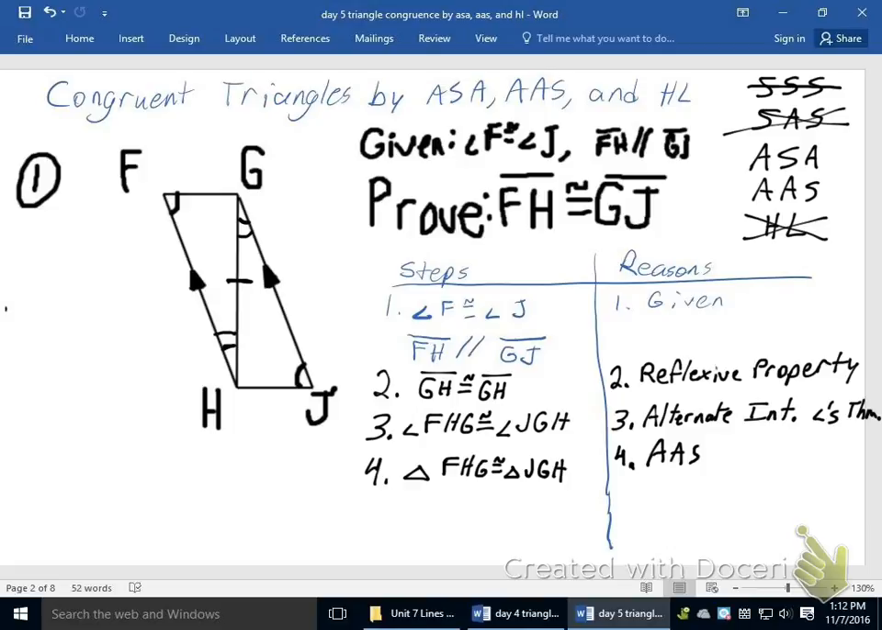Once I've done that, taking a look at what we were trying to prove, segment FH congruent to segment GJ. Segment FH is the first 2 letters. Segment GJ is the first 2 letters. They correspond, and they are on congruent triangles. So for statement number 5, I'm going to go ahead and wrap up with my proof that segment FH is congruent to segment GJ, since corresponding parts of congruent triangles are congruent. And that wraps up this proof beautifully well, and there's nothing else I have to do here. I've shown everything that I needed to.